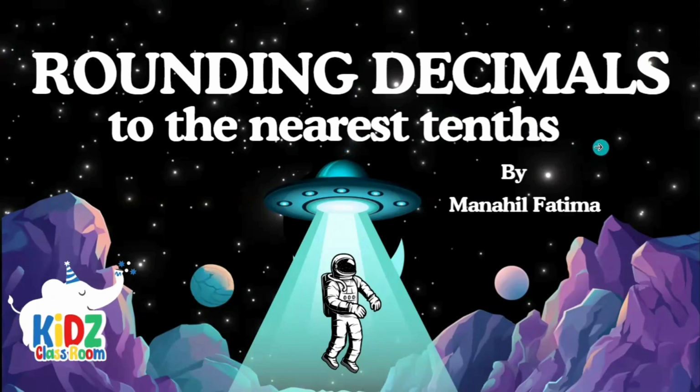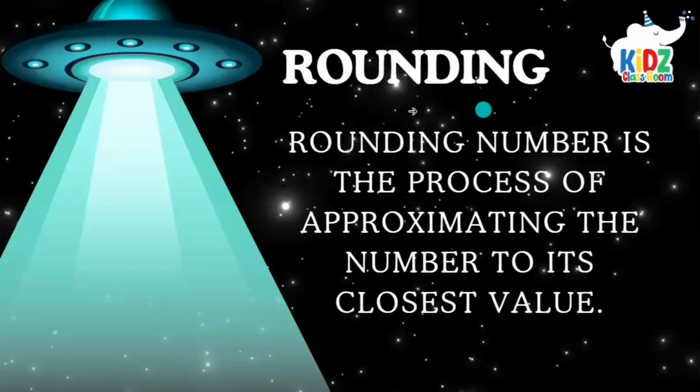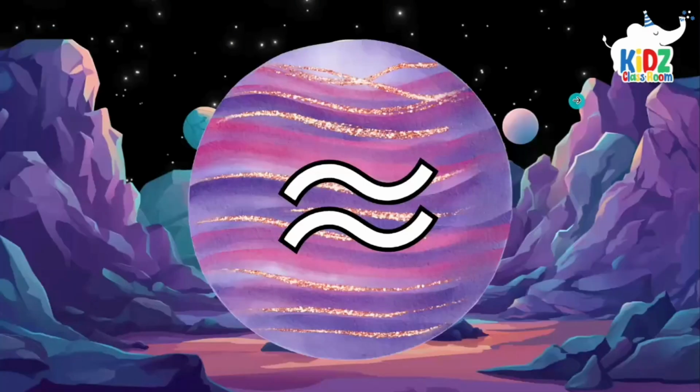So let's start. What is meant by rounding a number? Rounding a number means to convert the number to its closest desired value.